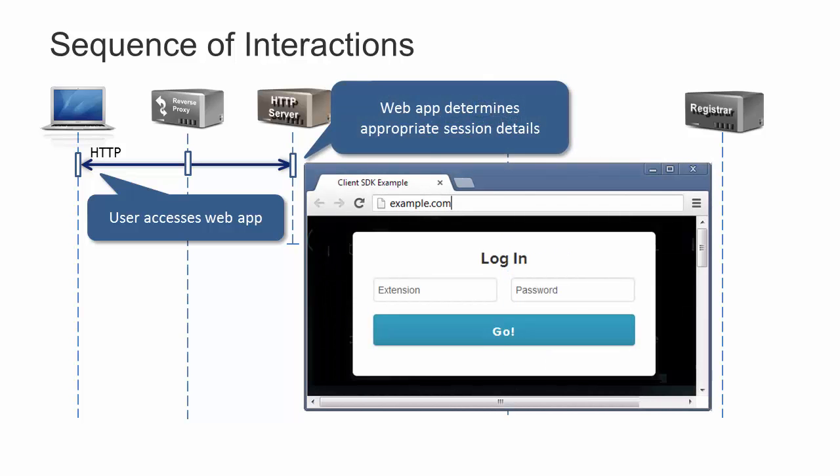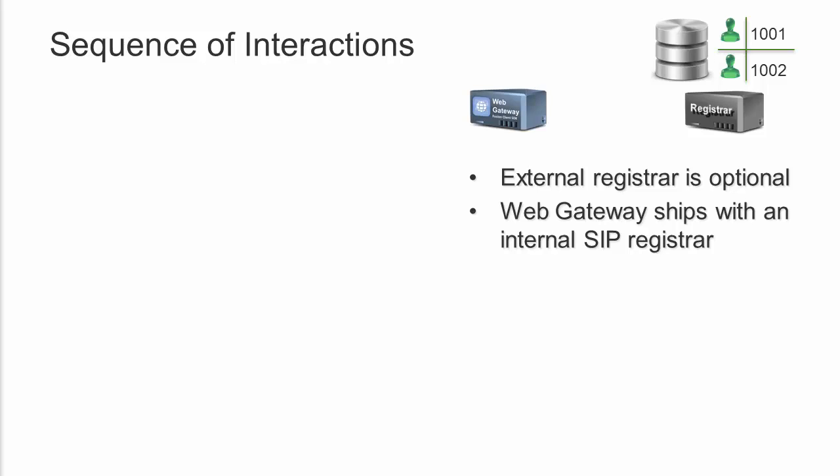Perhaps the app has the user log in and authenticate as a particular extension that matches one of the users on the enterprise registrar. Now, you don't have to access an external SIP registrar, and in fact, the web gateway comes bundled with an internal registrar that enables you to get up and running quickly.